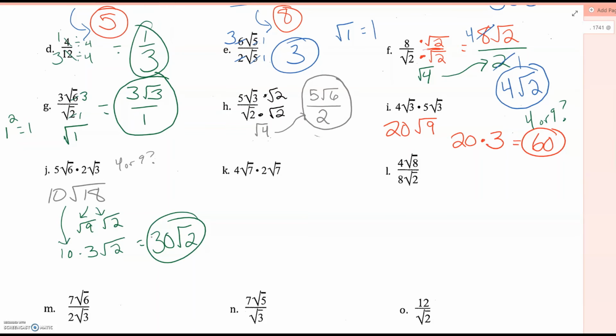All right, letter K. I can do 8 times 2, which is 8, or 4 times 2, which is 8. Square root of 7 times the square root of 7. And if you skip straight to the 7 part of that, that's okay. But it's also 7 times 7 is the square root of 49. Square root of 49 is 7. And then there we go.